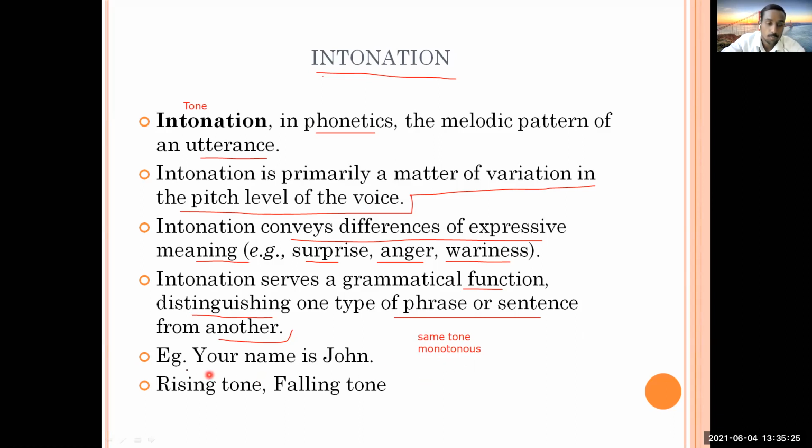Now here you will get one example and will read it. You have to read it in different tones. You can read it in a rising tone and a falling tone, which may not always convey feelings, but can convey different meanings. So read this example. Your name is John. Your name is John. Okay, all right.